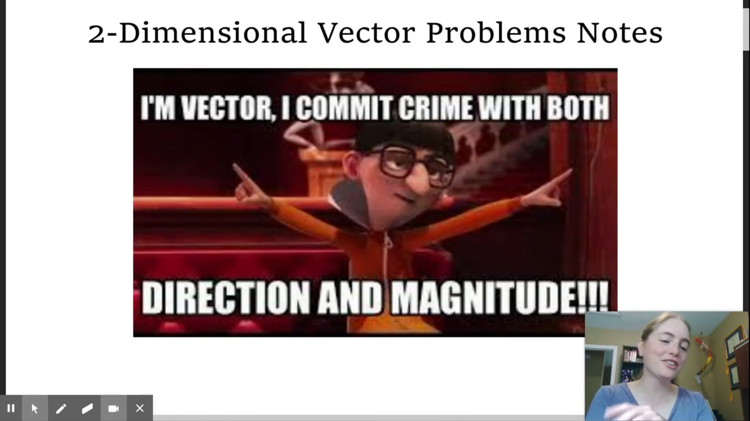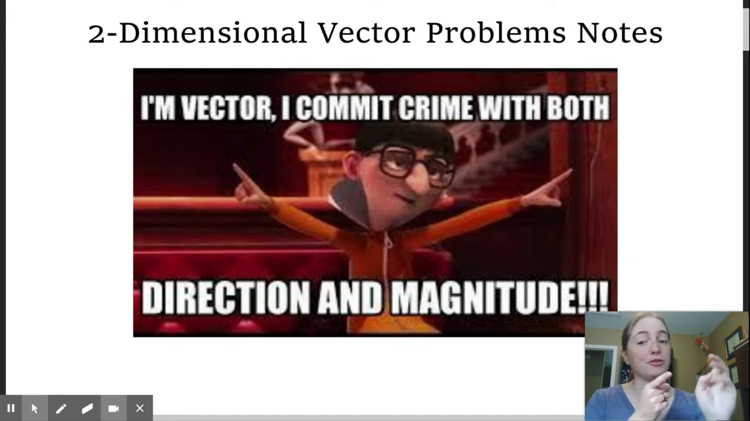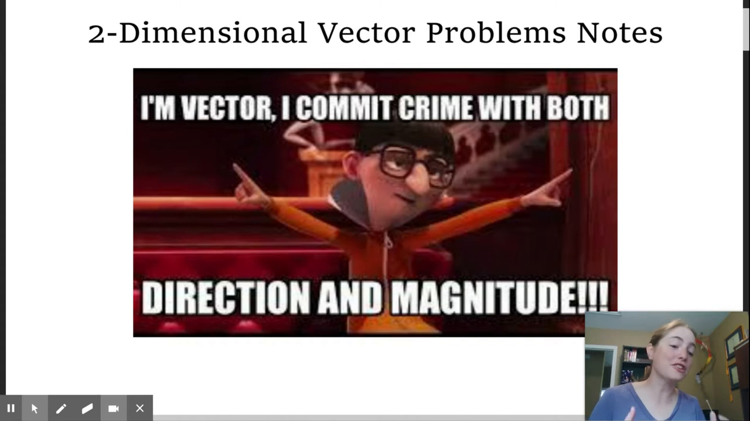So the reason I chose this meme is because we are absolutely going to be working hardcore with vectors today. You need to know your vector terms. You need to know what is vector. You need to know what is scalar. And you need to know that when I am asking for a vector, I need direction and I need magnitude. All right? Okay.